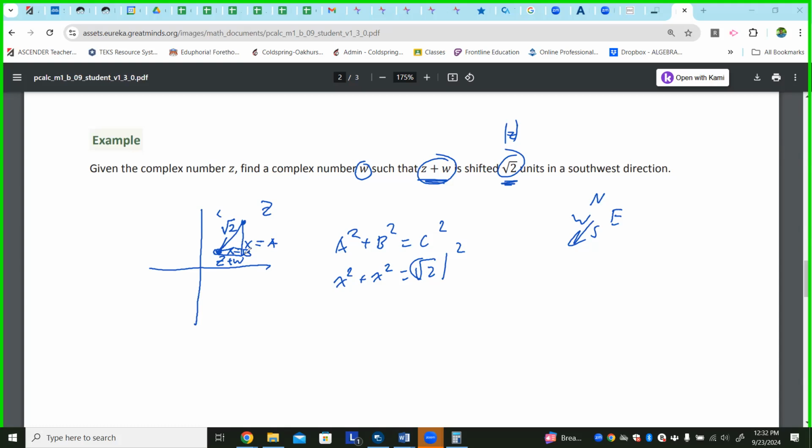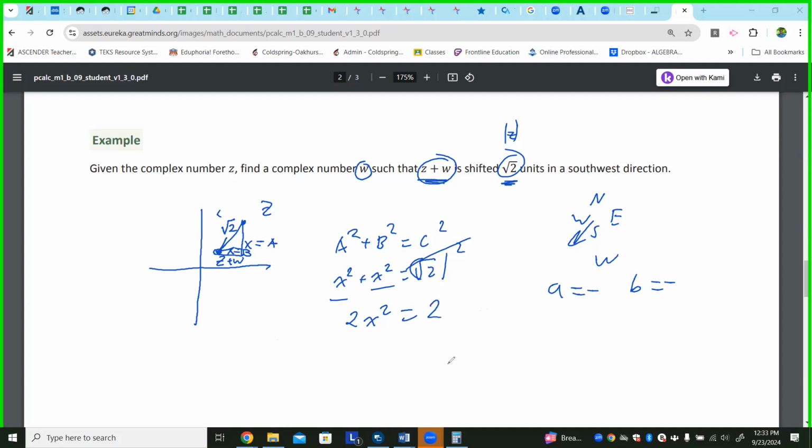What do I know? If I'm going in the southwest direction, what kind of sign does my A and B need to be for my W? Both negative. If I'm going left and down, I know they're going to be some type of negative results. I just don't know what they are yet. Right? So when we work this out, what's x squared plus x squared? 2x squared. I just have two oranges here. I'm adding together and I have two oranges. What's going to happen to the square root and the square? It cancels out, leaving me with just 2.